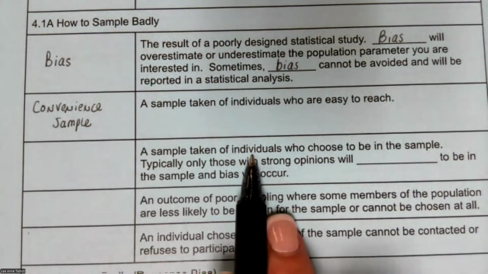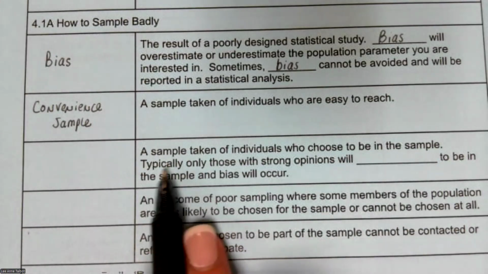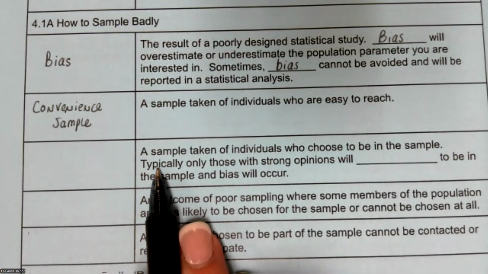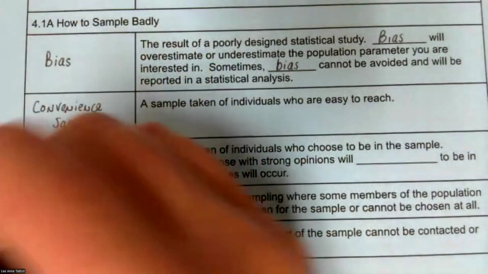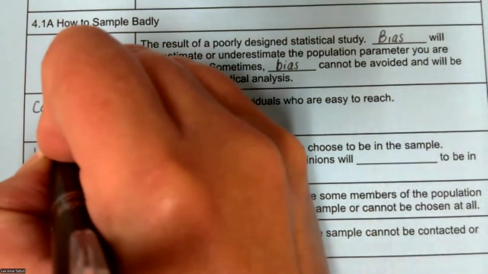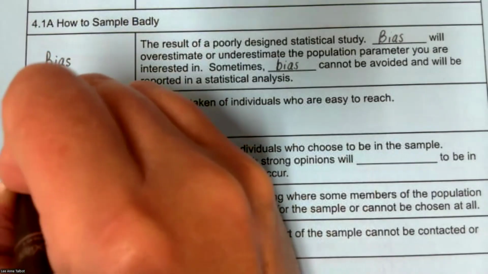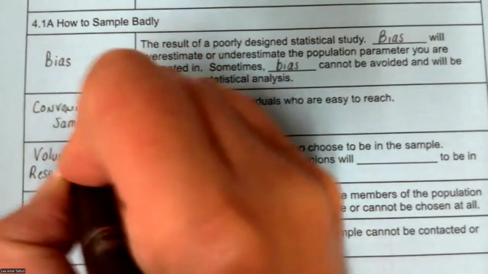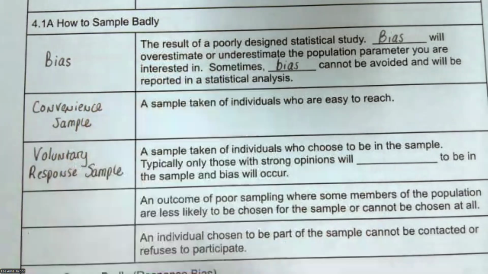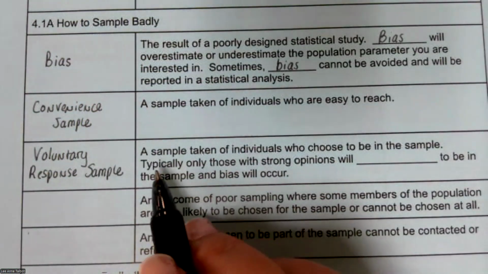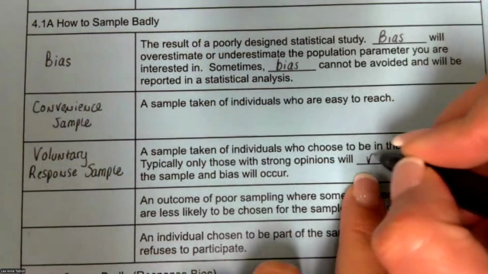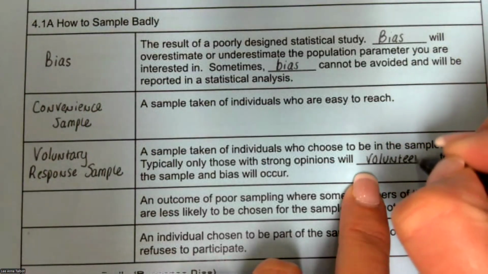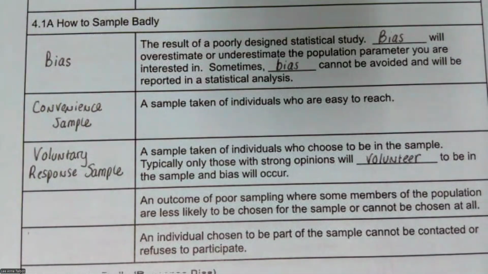A sample taken of individuals who choose to be in the sample. Anybody know what it would be called if someone chooses to be in it? Yes, voluntary response sample. You have a lot of this information. I know you do. Typically, only those with strong opinions will volunteer to be in the sample, and bias will occur.